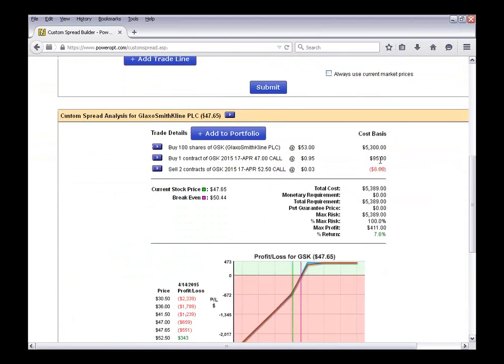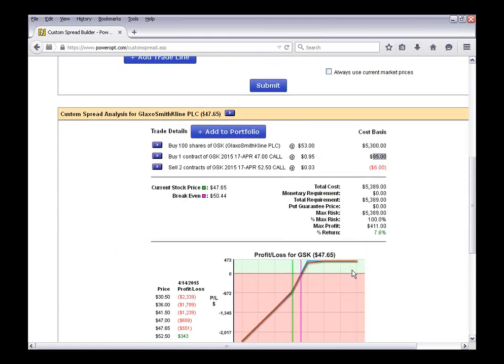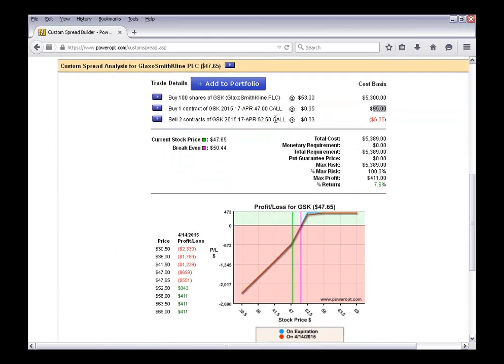So now, of course, we pay a debit still of, let's call it, 89 cents, or $89 per share. We're selling 2 and buying 1. This is not a naked position because our 1 short call is covered by 100 shares of stock, and then this is just a bull call debit spread.